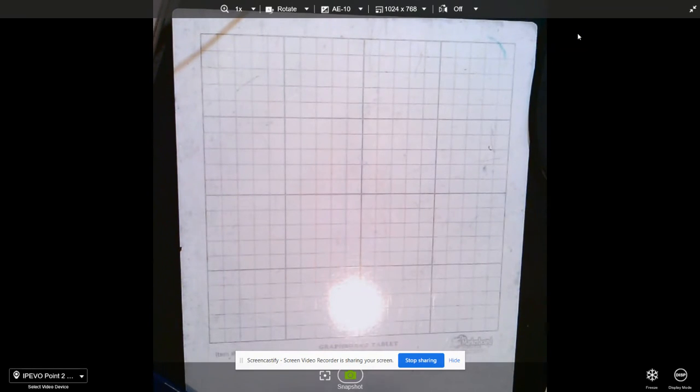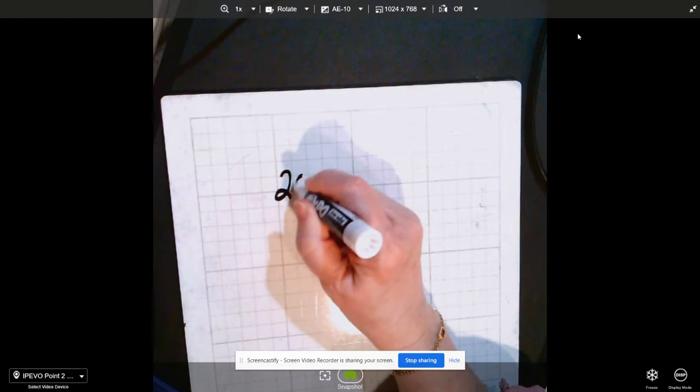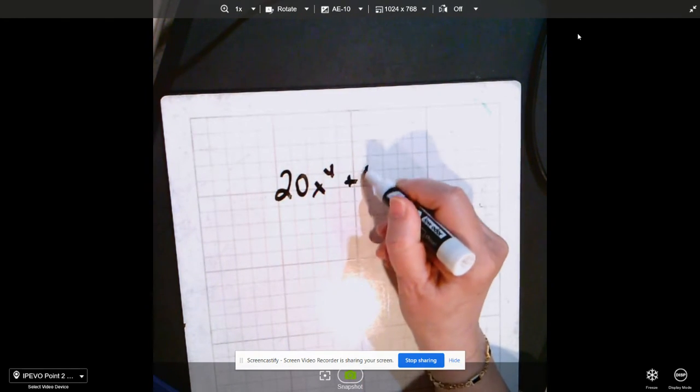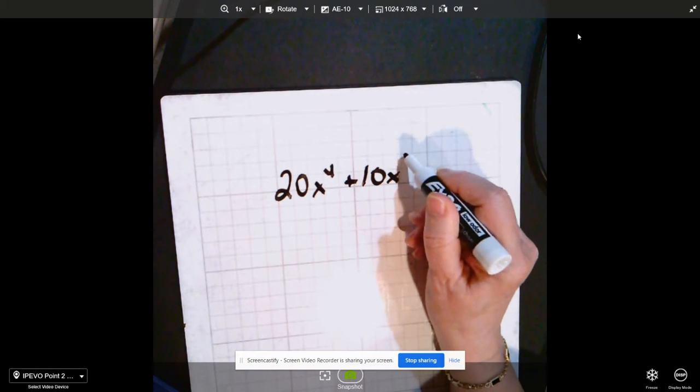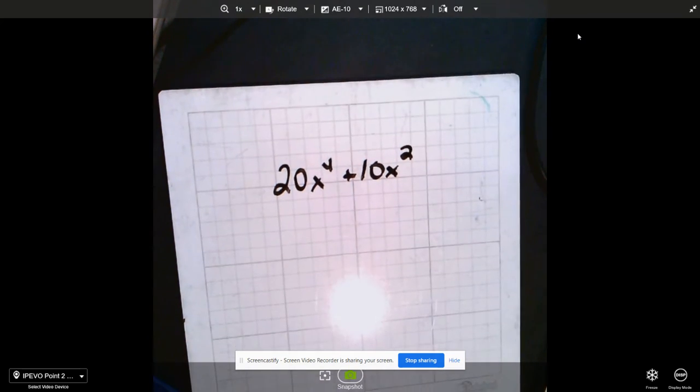Right, these will be notes for day 7, which is factoring by grouping. So if you take a look at your notes, the first equation they give you is 20x to the 4th plus 10x squared. And this is just a warm-up. This is just to remind you how to factor out a greatest common factor.